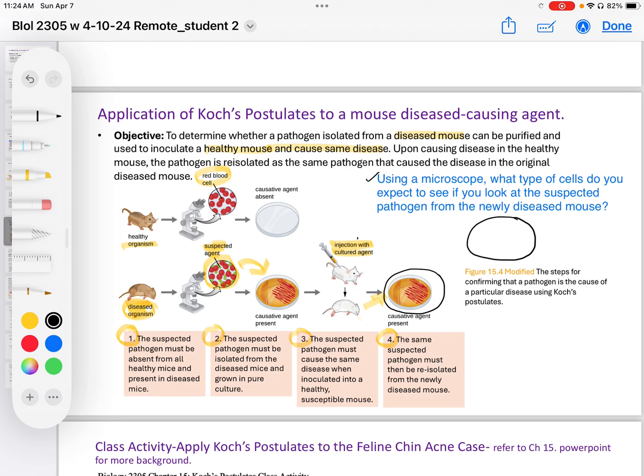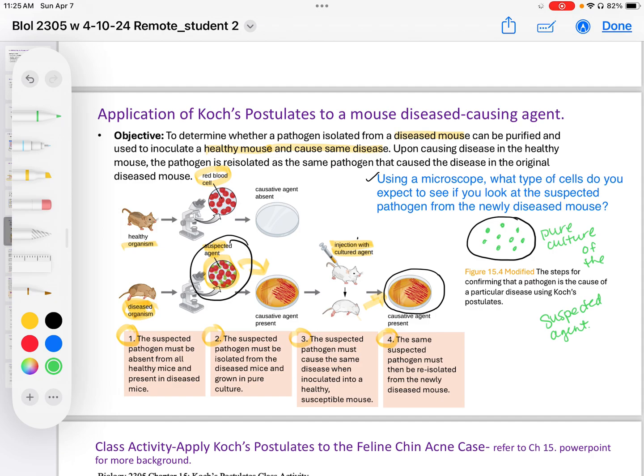So if you're thinking it should be something similar to this, the suspected agent, that's on track. But keep in mind that what we had done here at the end is in pure culture. So if we were to actually take the sample from this pure culture and look at it under the microscope, what we expect to see should be the suspected agent, which in this picture here is going to be green. So we should be able to see a pure culture of the suspected agent under the microscope. That's what we would expect to see when we're using a microscope.